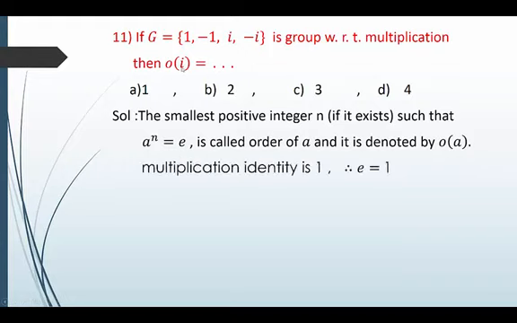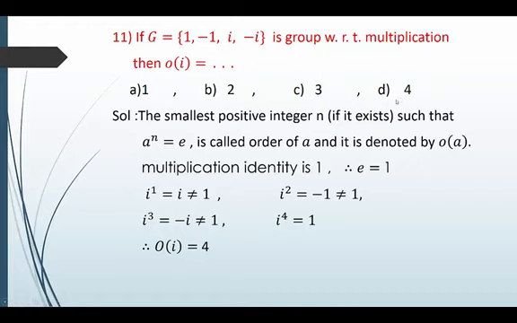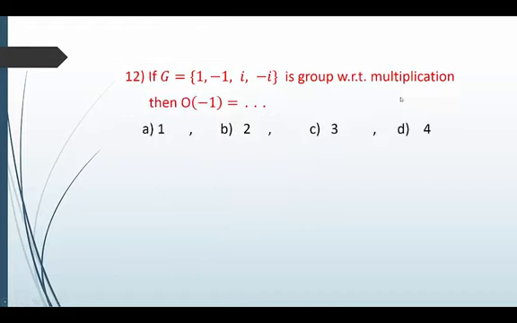Now here the operation is multiplication. So the multiplicative identity is 1, means e equal to 1. Now i raised to 1 is i, which is not equal to 1. i square is -1, not equal to identity element 1. i cube is -i, not equal to identity element 1. i raised to 4 is 1. This is the identity element, so n means 4. Order of i equal to 4. Answer is D, option 4.